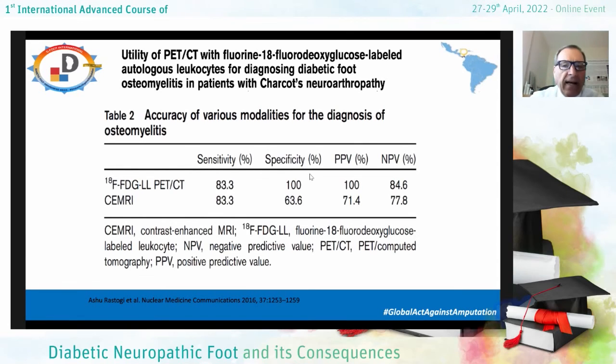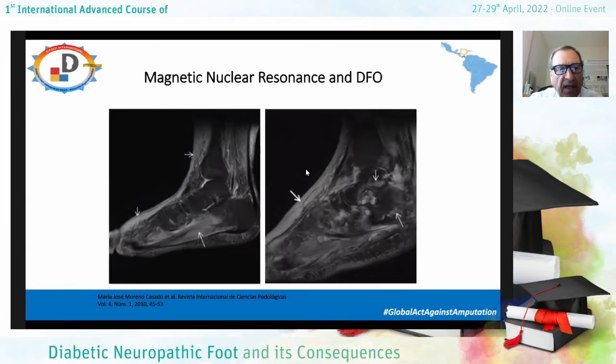Unfortunately, this kind of technique is not possible to use in all countries. It's a very sophisticated and modern technique, but the specificity is so high. More centers have magnetic resonance imaging and some have SPECT-CT. One of the advantages of resonance is the possibility of evaluating soft tissue and fistulous tracts very well.